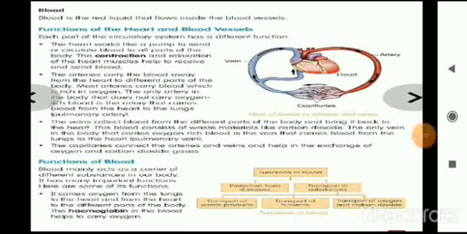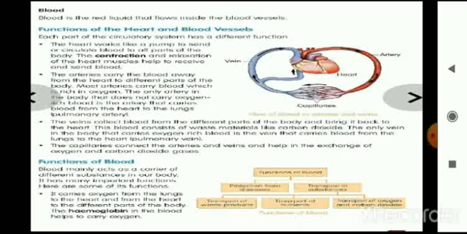Now, moving towards the function of blood. What is the function of blood? Blood acts as a carrier of different substances in our body. Okay? It carries oxygen from the lungs to the heart and from the heart to different parts of the body. Okay? And which factor helps to carry oxygen? Hemoglobin. The hemoglobin in the blood helps to carry oxygen.